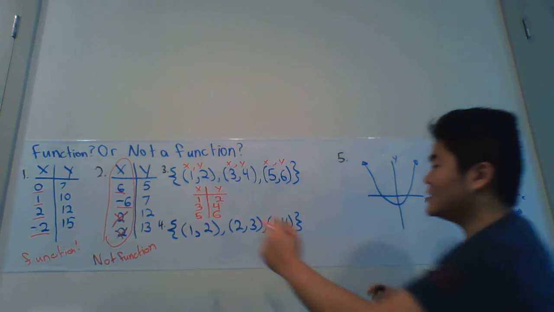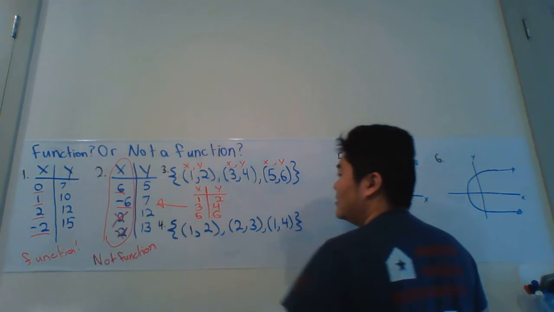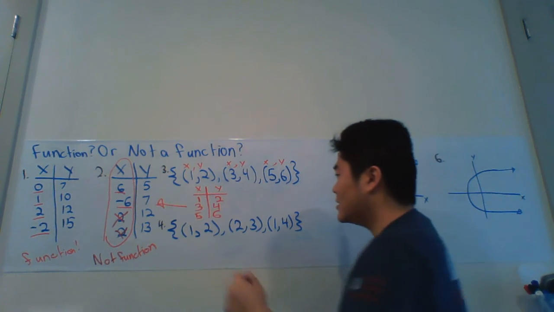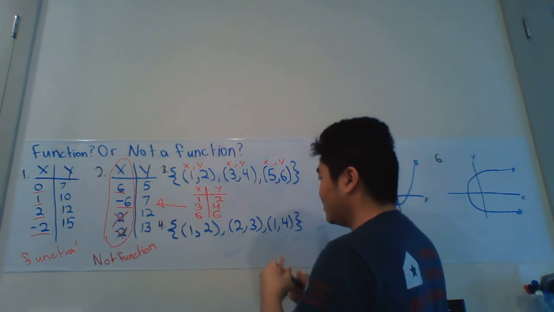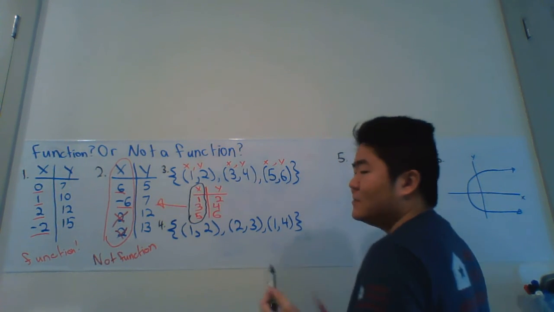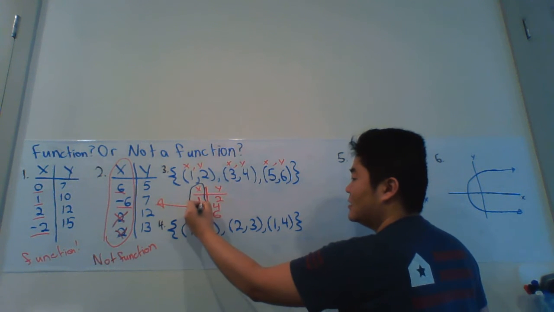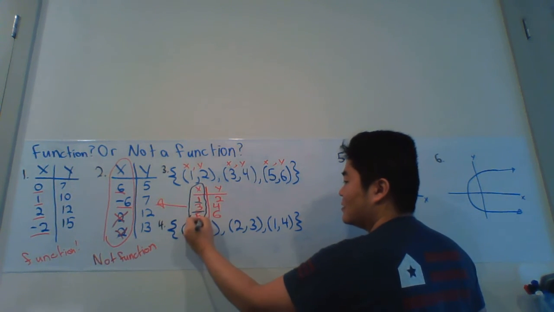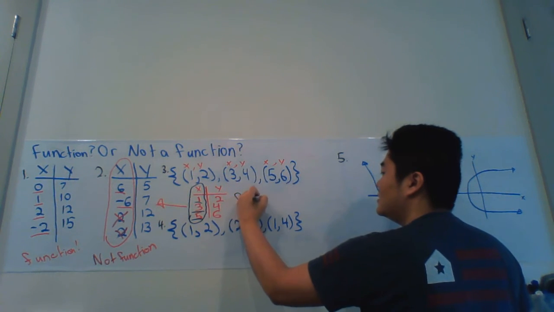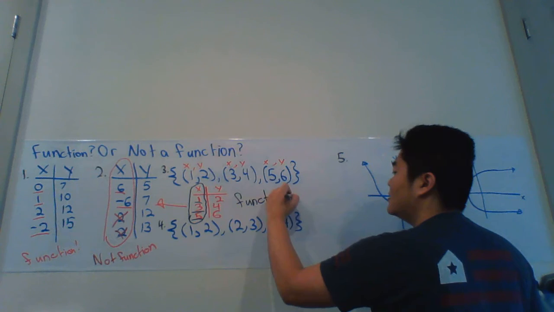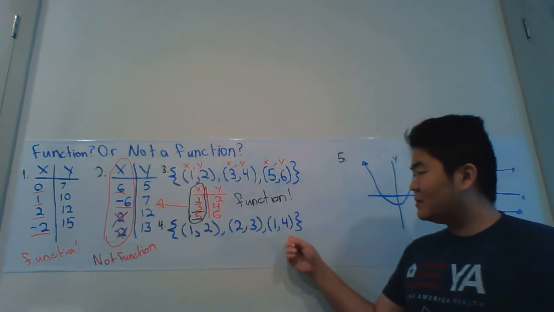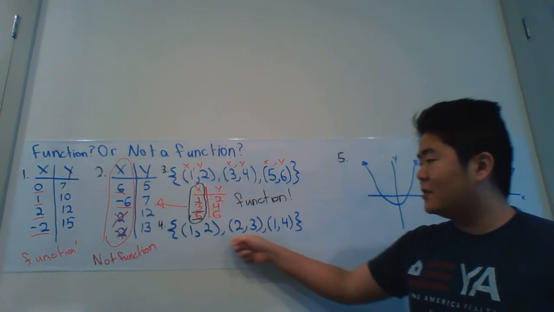Then I just treat it exactly like I would with the earlier problems. I'm just looking at my x column. I'll use a black marker for this one. And I'm looking for repeats. But we see here, 1 is not repeated, 3 is not repeated, 5 is not repeating. So in that case, this must be a function. Awesome. Then we do the same thing for this one down here.